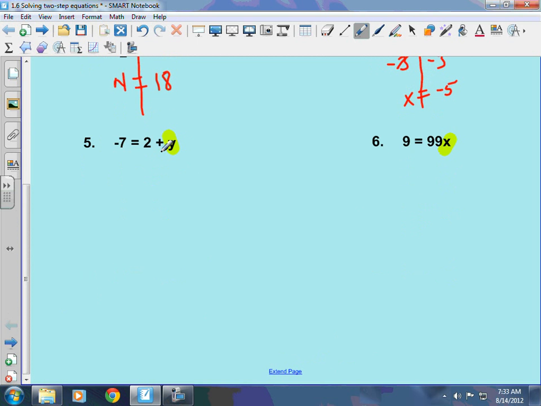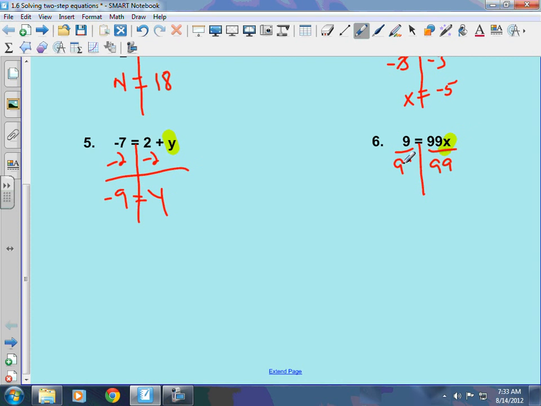Here, it does not matter which side your letter is on. You do the exact same thing. First step, line at the equal sign. I have to move the positive 2, so that means I subtract 2 from both sides. Negative 9 equals Y. Over here, I'm going to divide by 99.